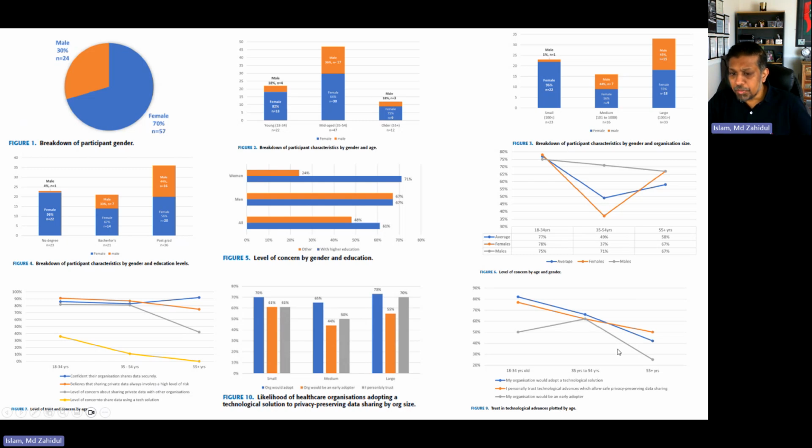Now, this one is by age. Again, we can see that with age, people generally gain more trust and confidence. For example, my organization would adopt a technological solution, and that drops with age. And I personally trust technological advances which allow safe, privacy preserving data sharing, and that drops with age as well. So that's interesting.